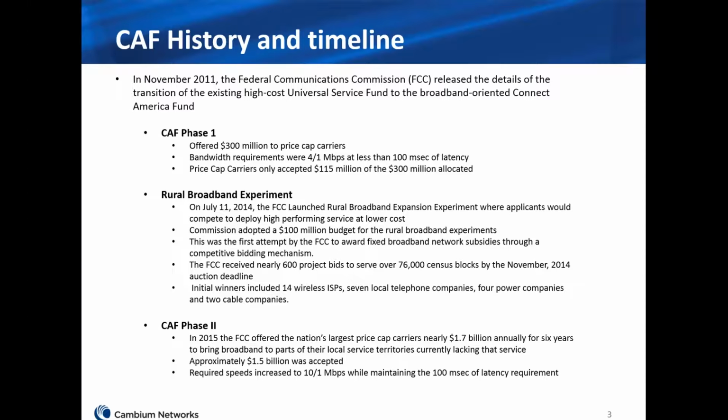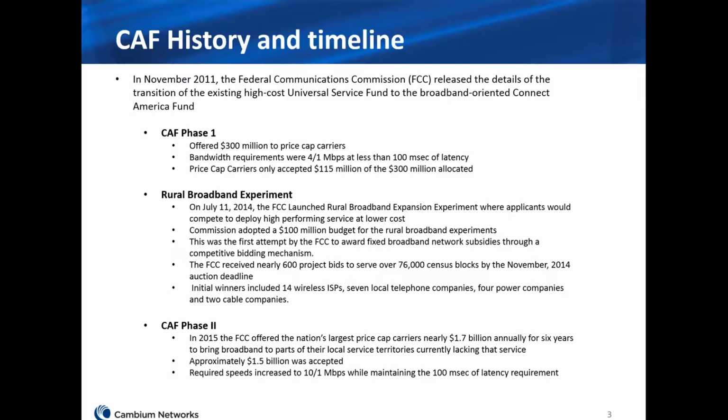Through the positive experience they had in the rural broadband experiment, they rolled out CAF Phase 2, where they basically told the price cap companies, look, we have people lined up to serve these people, and if you continue to refuse to serve them, then we will find someone who will. So they released $1.7 billion in Phase 2. The price cap companies, AT&T and CenturyLink and Frontier and the others, lined up, and they accepted $1.5 billion of that. They had the right to refuse certain census blocks that they didn't want to serve, so they chose the ones that they wanted to, and they left the others open. Those are the ones that will be available for the reverse auction whenever it comes.